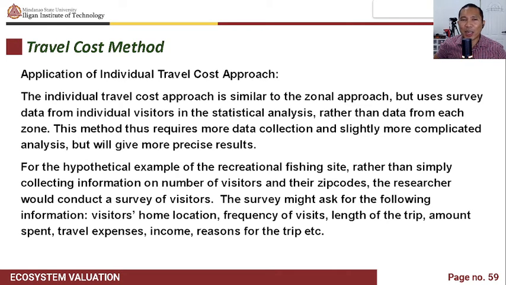For a hypothetical example, if we are going to use the individual travel cost method in getting the value for a recreational fishing site, then you have to include in the survey questions relating to vital information like the location of the visitor, how many times he or she visits the site, the length of the trip, whether he or she is successful in the fishing activity, the amount spent on travel expenses, income, reasons for the trip, and others.